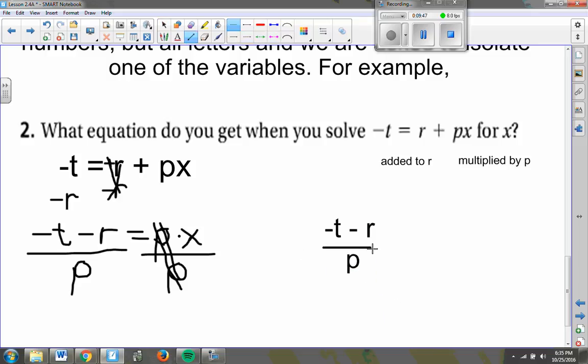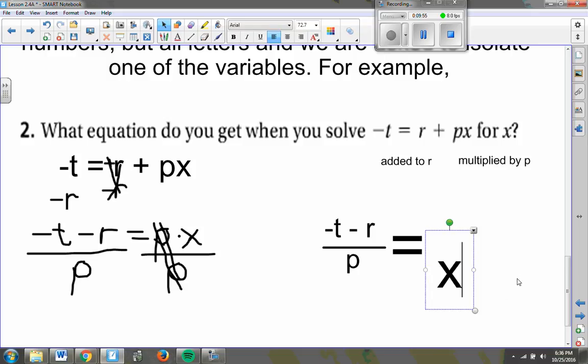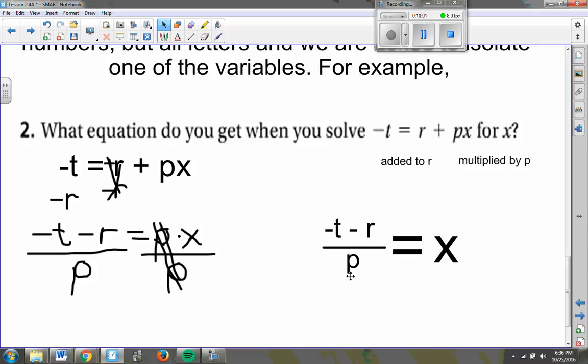Okay, so this fraction here is equal to x. Because I got rid of the r by subtracting it, I got rid of the p by dividing it, and my dividing in this case just looks like a fraction bar because I can't actually do the dividing because it's not numbers. Okay?